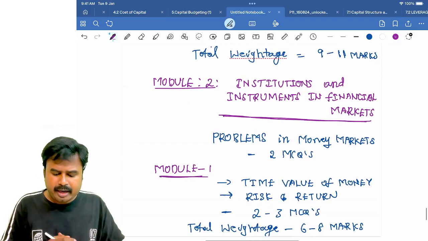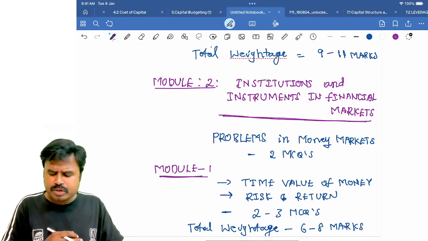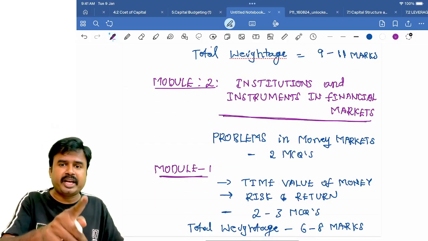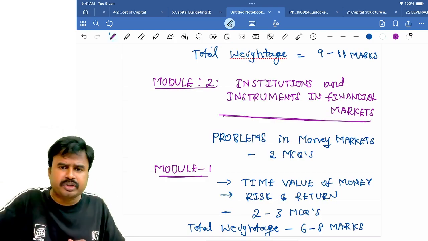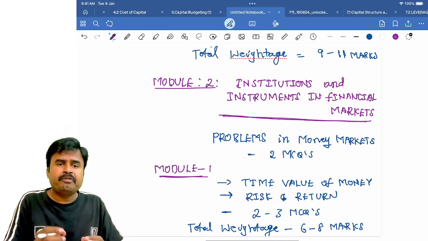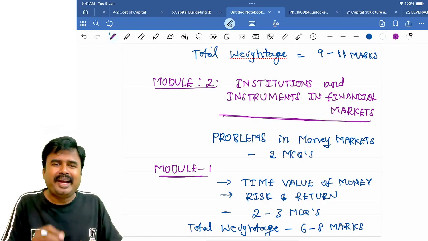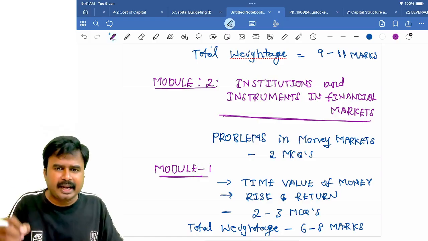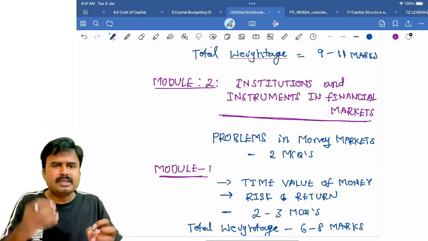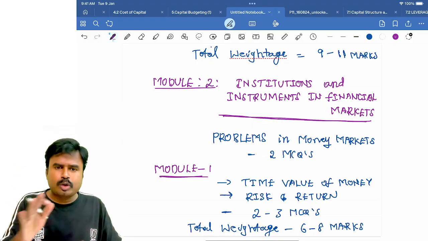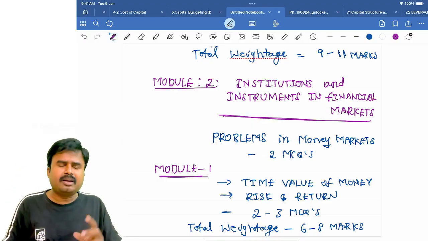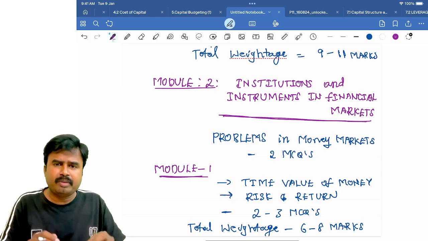And institutions and instruments in financial markets. I'm not talking about theory, my dear students. Please literally ignore theory. Just focus on a few problems related to commercial paper and treasury bill YTM calculation, yield to maturity calculation. There are very few problems in your study material. Please look at those problems in money markets. At least 2 MCQs are always covered from these chapters.